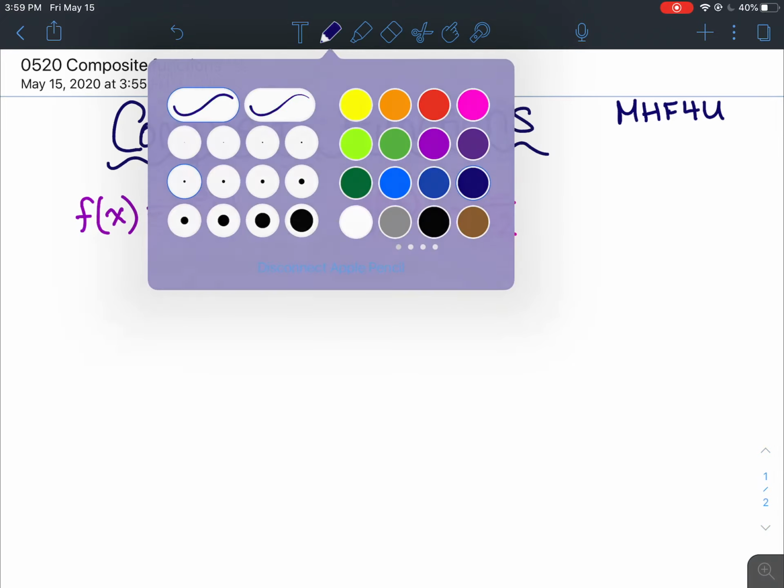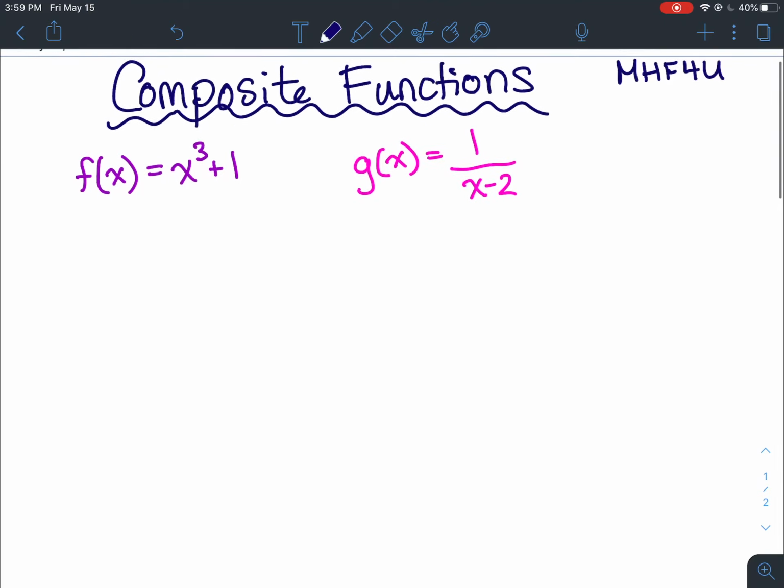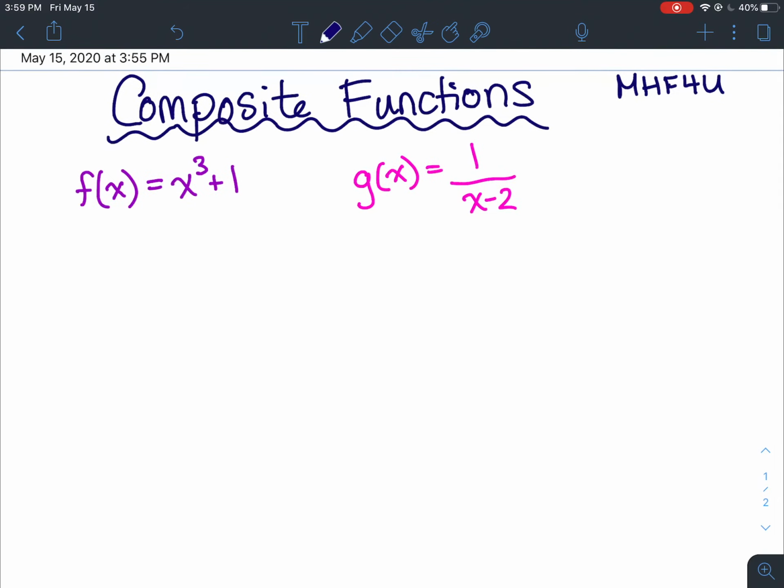Using composite functions, you can combine those into one function, or a composite function, which is what the chain rule is going to be doing. What that would look like is I could make a function composed of both of these functions. For example, I could determine what g of f of x is. It's pronounced g of f of x, or g of f at x.